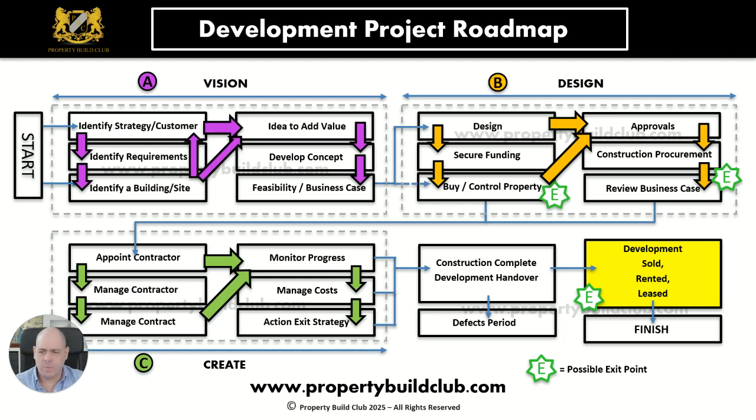I use the Development Project Roadmap, and as you can see here, we have the three different steps. A, vision. B, design. C, create. And we start on the left-hand side and we finish in the bottom right-hand corner. And we follow each step through to deliver your project. I give more detail on this in the Development Project Roadmap training within each membership level.